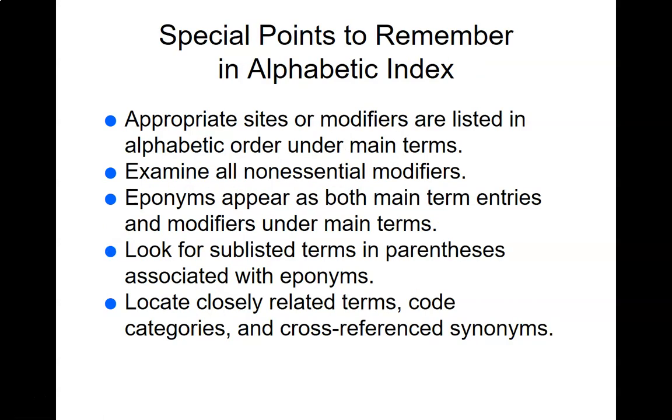Special points to remember in the alphabetic index. The appropriate sites or modifiers are listed in alphabetical order under the main terms. Examine all non-essential modifiers. Eponyms appear as both main term entries and modifiers under main terms. Look for sub-listed terms in the parentheses associated with eponyms, and locate closely related terms, code categories, and cross-reference synonyms.